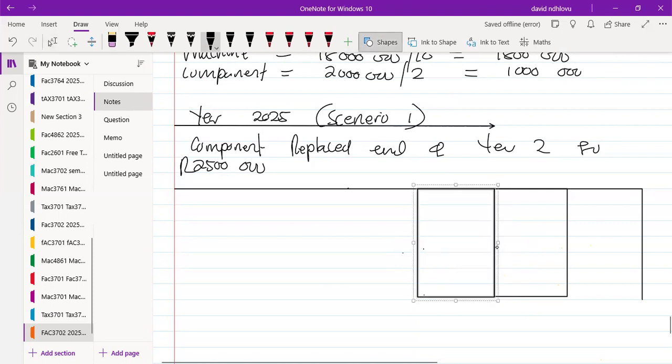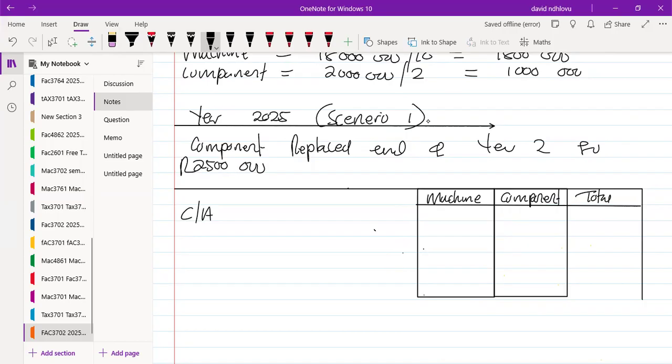Right, so this time we're going to have, remember we still have the same machine, the component, and our total. So we now have the carrying amount at the beginning of the year. This is the beginning of year number 2. We had 16.2 there, we had 1 million there, we had 17.2. Then we have our depreciation.